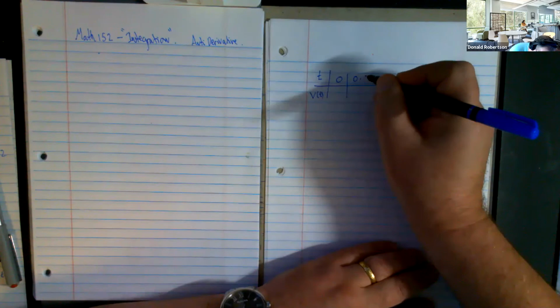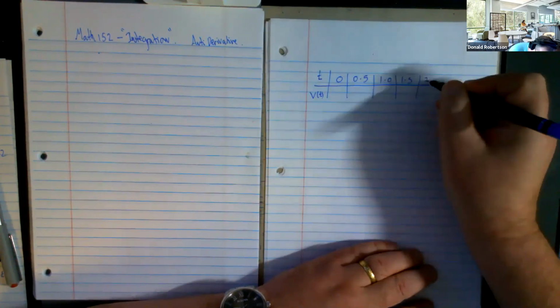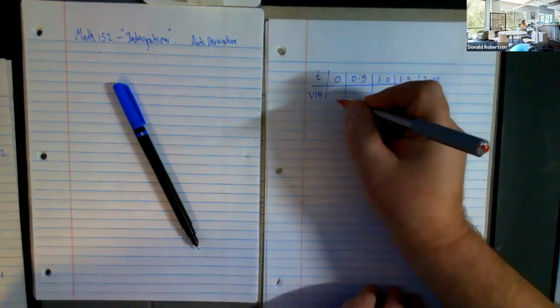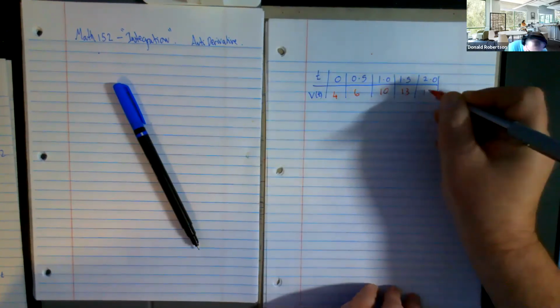So let me show you another question. In this second question, you're not given a function. All you're given is a table of values. And at time 0, at time 0.5, at the 1 second mark, at the 1.5, and let's say at the 2 second mark, at these given times, the velocities were those numbers.